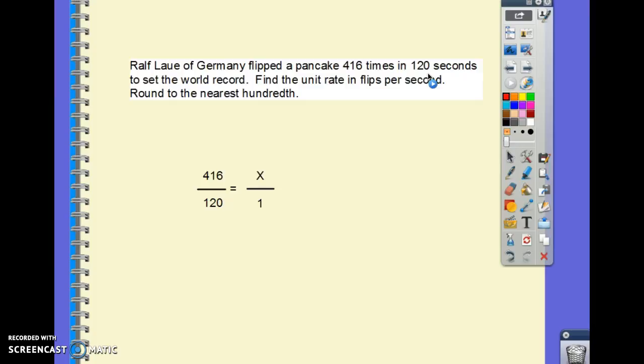So again, you have flips per second. Flips is what we're looking for, and this is because it's 1 second. The number of flips is missing for 1 second. Set that up, cross product property, 120x equals 416. x is equal to about 3.47.